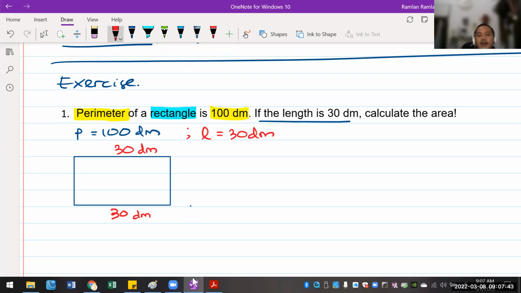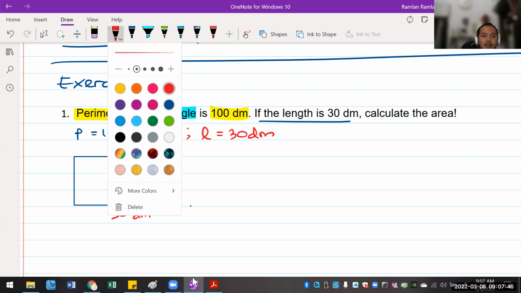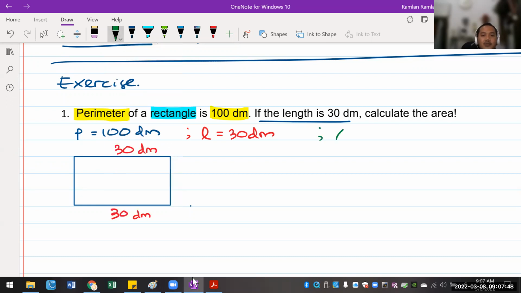Next, the question is calculate the area. What is the area? Since we know that the formula to find the area is length times width, we already know the length, but we haven't known the width yet, right? So what is the width? The width is over here and over here, so we have that too. And then again, guys, the same exact thing as the previous example, you connect this and this image.